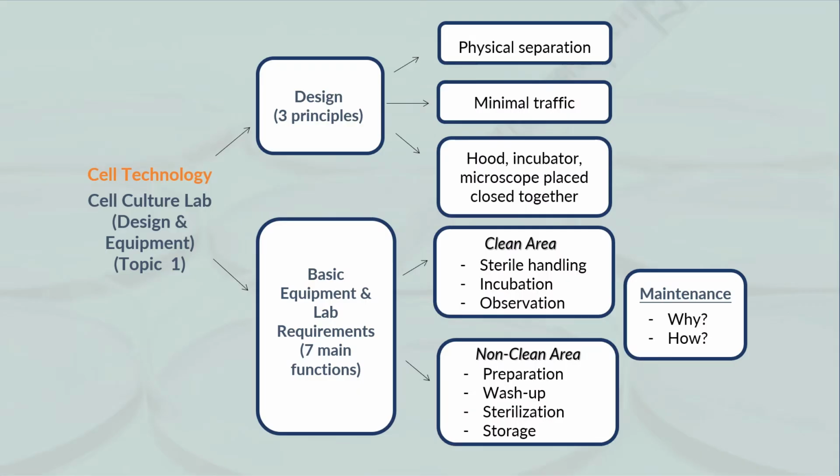This slide shows you the overall schematic of what has been covered in all three lectures. So we talk about the design principles, where you have to have physical separation, minimal traffic, and how the hood, incubator and microscope have to be placed together. And then we also talk about the basic equipment and lab requirements, the 7 main functions, the clean area covering sterile handling, incubation, and observation, while the non-clean area covers the preparation, wash-up, sterilization, and storage. And at the end of it all, we wrap up with the maintenance, how and why you have to maintain certain key equipment in the cell culture lab.